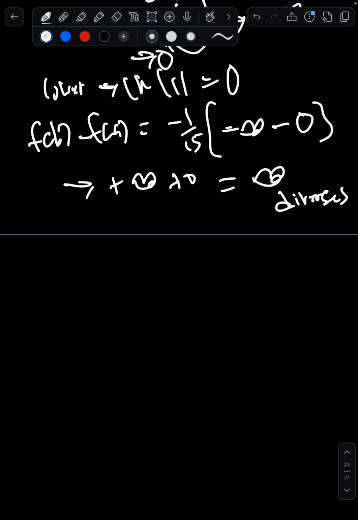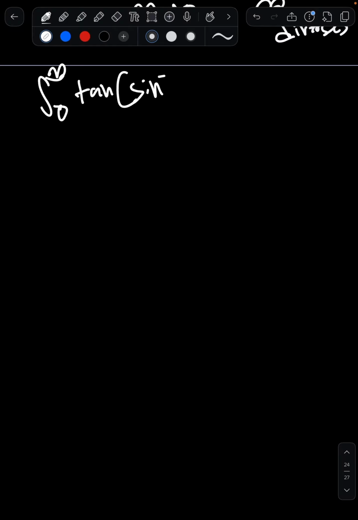Now, let's look at a little bit more complex looking, different type of improper integral. Let's do the integral from 0 to infinity of tangent of sine inverse of e to the negative 2x times dx. If we look at this, it looks pretty scary. We don't know what the integral of inverse sine is.